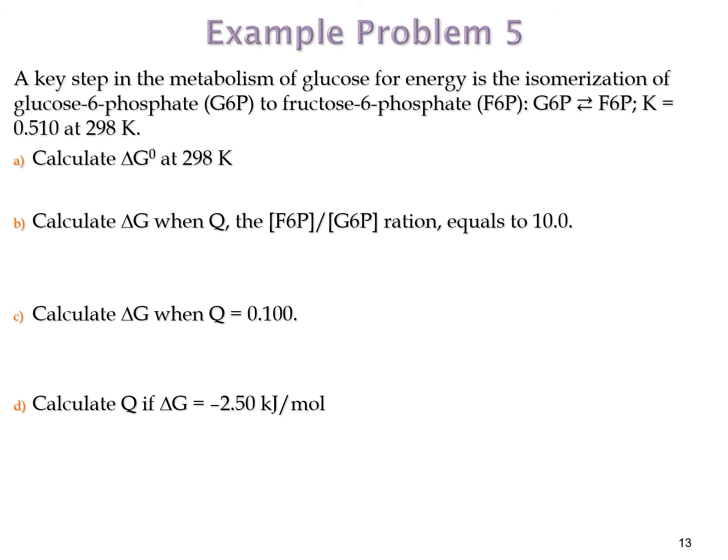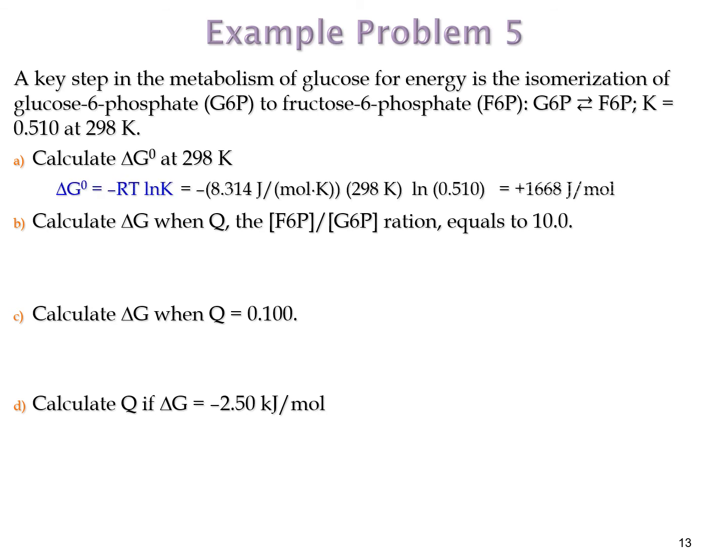Do we know the delta G0? Sure, because delta G0 equals negative RT times log of K. Plug those numbers in. Make sure that the value of R must be 8.314. So we have positive 1,668 joules per mole. Is the forward reaction spontaneous? No, because delta G is positive.